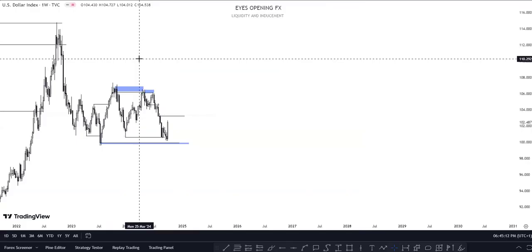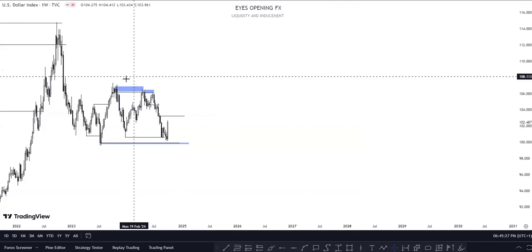We'll be discussing, or I'll be giving my view on, DXY, gold, GU, EU, and most of the USD pairs, what I expect on most of them, and areas to monitor for the week on most of the USD pairs.